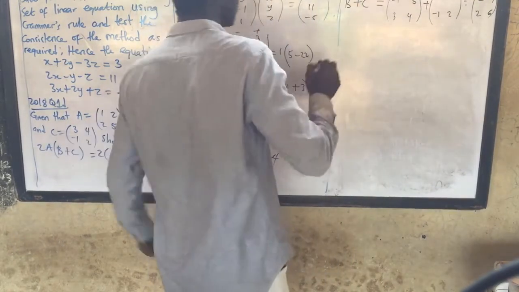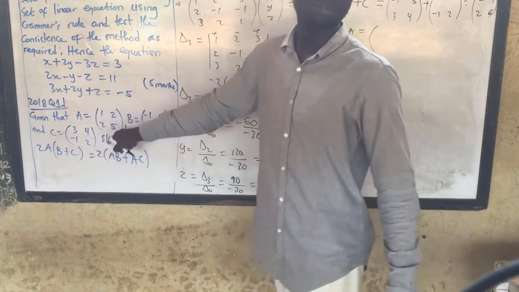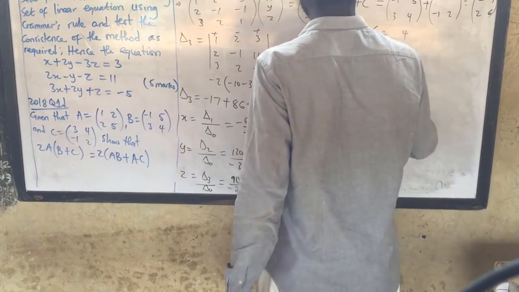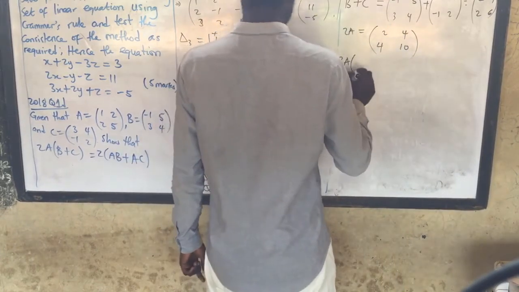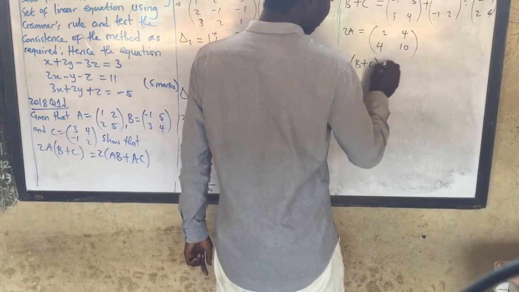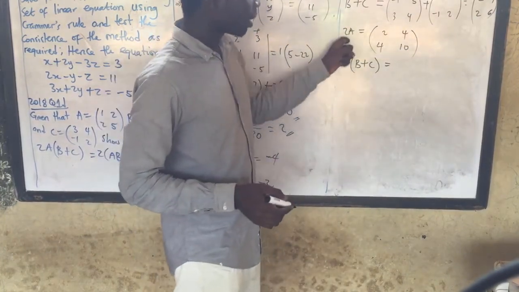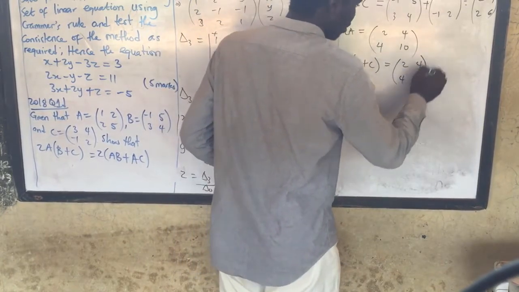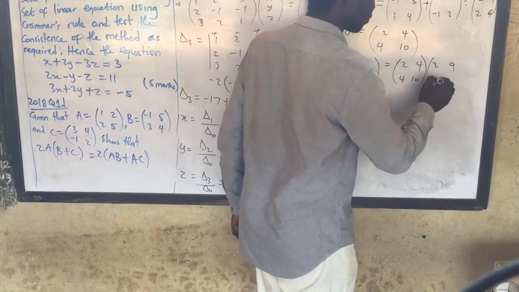So you now have 2a. That means just this is a. Multiply everything inside by 2. That is 2, 4, 4, 10. So 2a, b plus c. This one too you can use calculator to solve it. I can show you. So what is the answer to 2a times b plus c? You have done 2a. 2a is 2, 4, 4, 10. Multiply by b plus c. B plus c you've done. This is 2, 9, 2, 6.